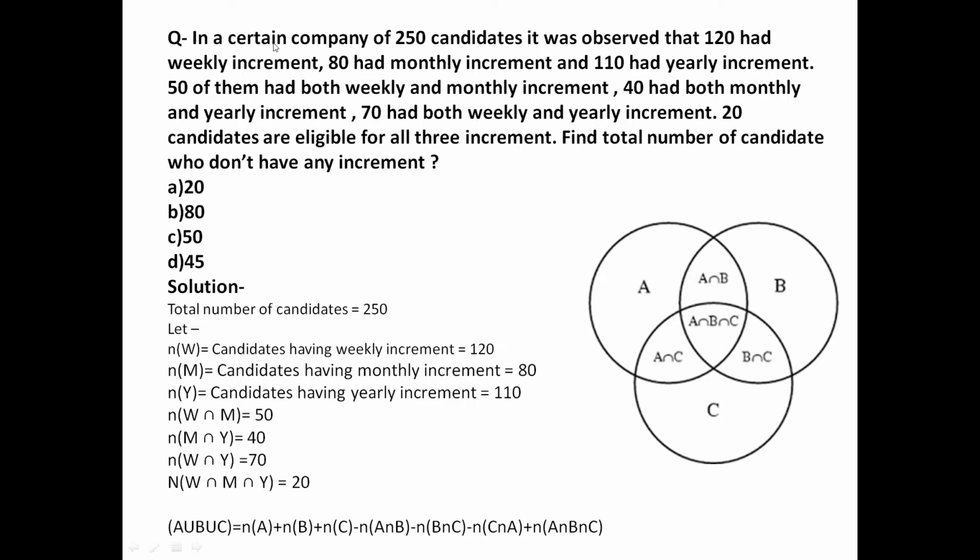The problem given is: in a certain company of 250 candidates, it was observed that 120 had weekly increment, 80 had monthly increment and 110 had yearly increment. 50 of them had both weekly and monthly increment, 40 had both monthly and yearly increment, 70 had both weekly and yearly increment. 20 candidates are eligible for all three increments. So find the total number of candidates who don't have any type of increment.